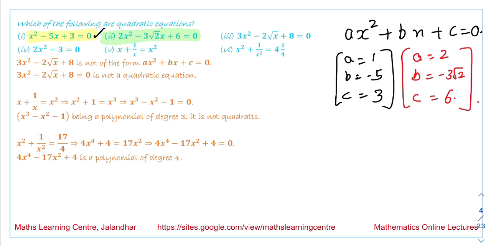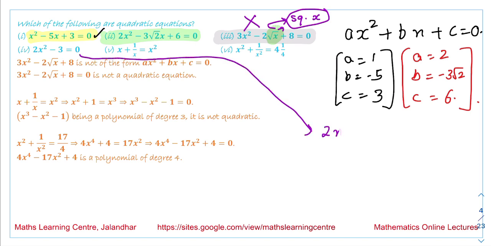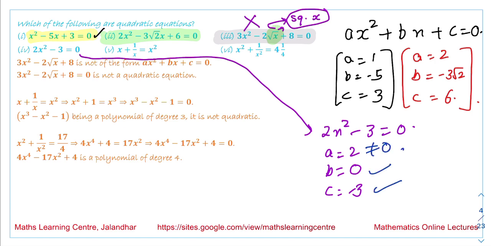But when we look at the third equation, we have square root x over here. The degree of this term should be 2, so this is not a quadratic equation. Next, the equation is 2x square minus 3 is equal to 0. So we have a is equal to 2, b is equal to 0, and c is equal to minus 3. We are saying that a should not be equal to 0, but b and c can be 0. So this is also a quadratic equation.